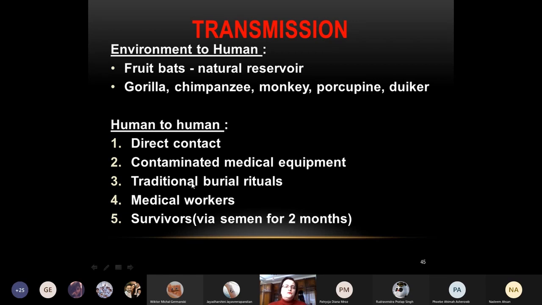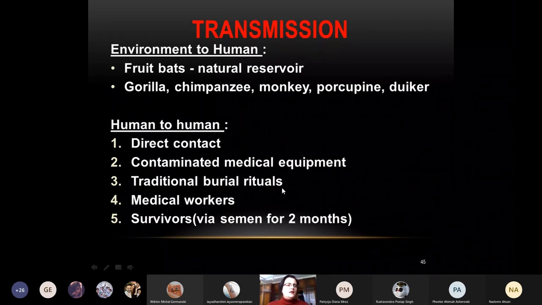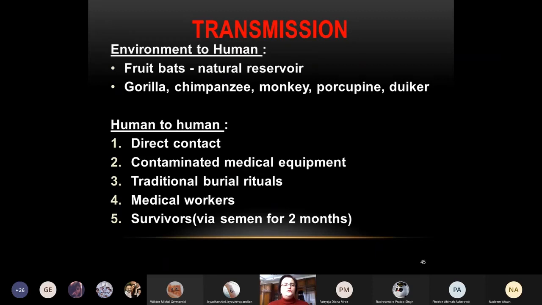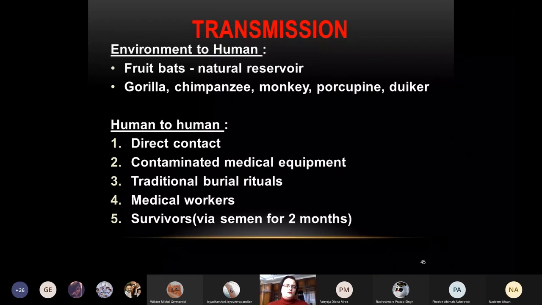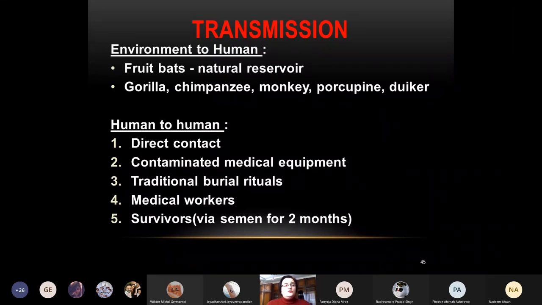Men who have recovered from the disease can still transmit the virus through their semen for up to 7 weeks after recovery from illness. Can you imagine? More than 2 months, up to 7 weeks. Healthcare workers have frequently been infected while treating patients with suspected or confirmed Ebola virus disease. This has occurred through close contact with patients when infection control precautions are not strictly practiced.